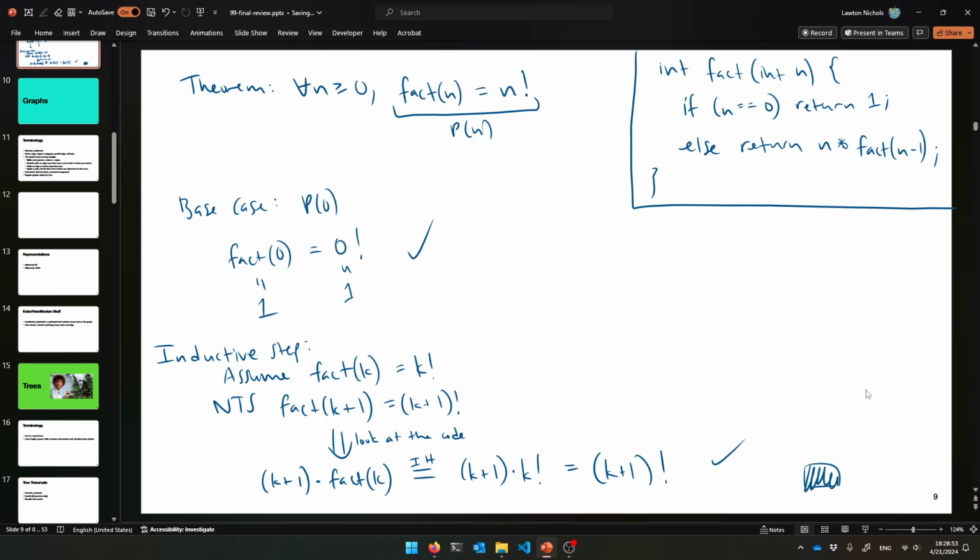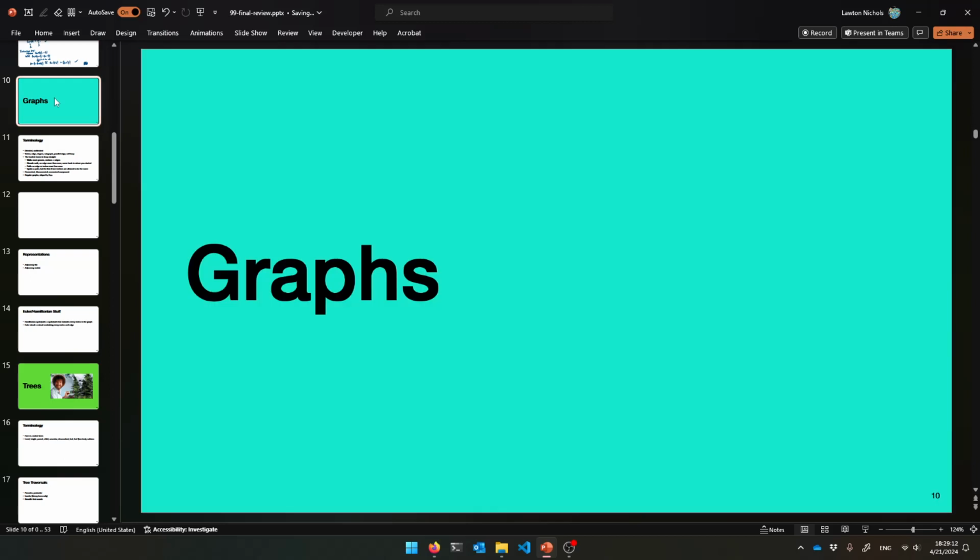Mic drop. We've proved that for every n greater than or equal to 0, factorial of n really does give back the right answer. And so now we have some very good confidence. We don't even need to write tests at this point. It is totally going to work. That's really nice. We've mathematically proved that for every number, it's going to work, which is beautiful.